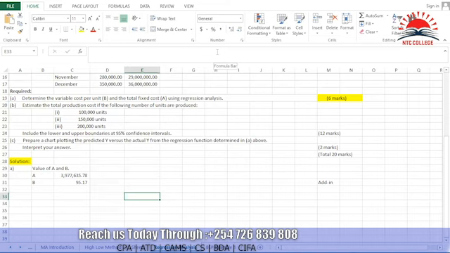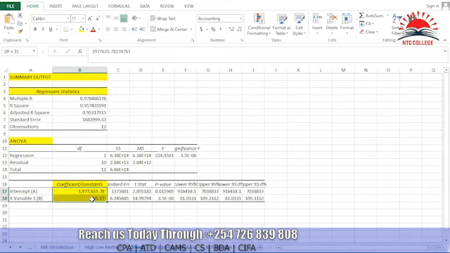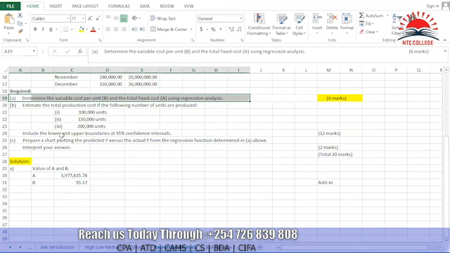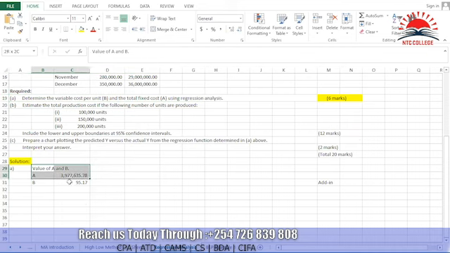Rachel, is that clear that these two are the values of A and B? Yes, it's clear. Betty? Yes, it's clear. Sadia, is it clear? Yes, it is clear. All right. So with that, we have answered the first part of this regression question. We've answered part A, the per unit variable cost and the total fixed cost.